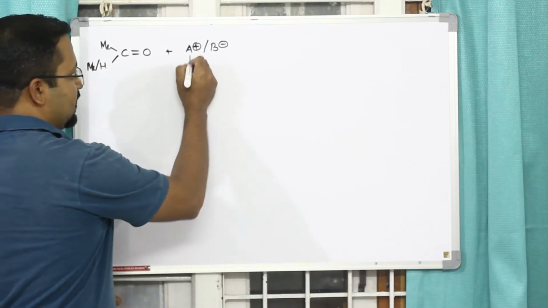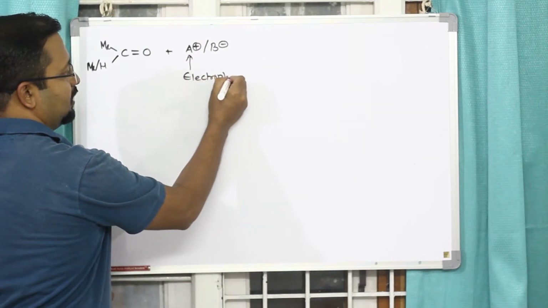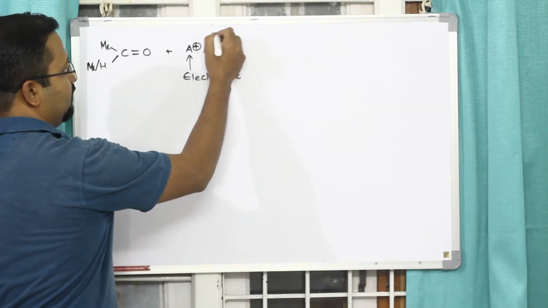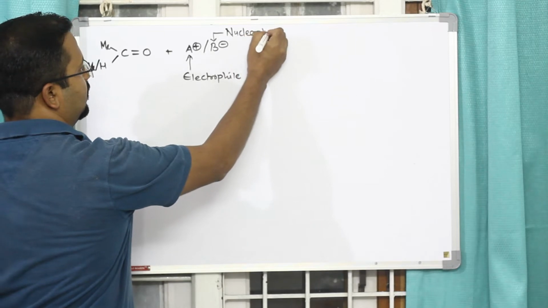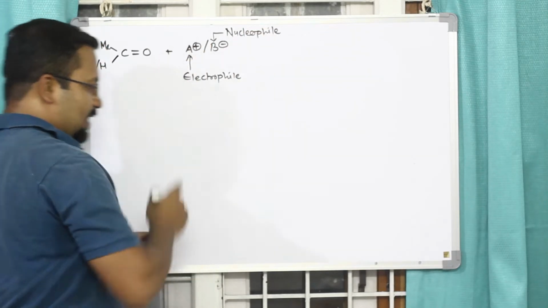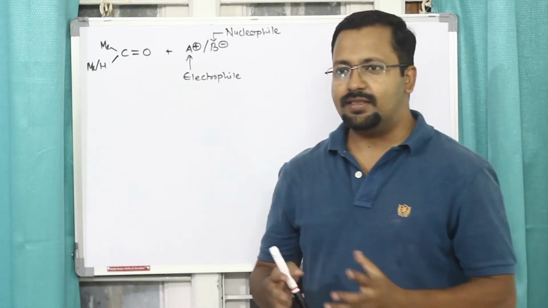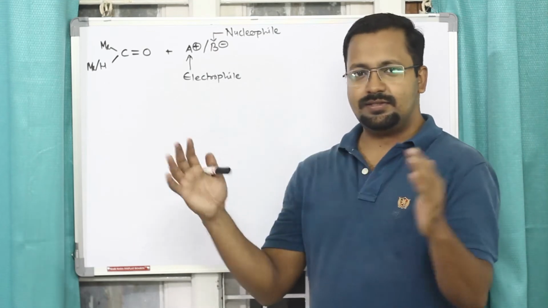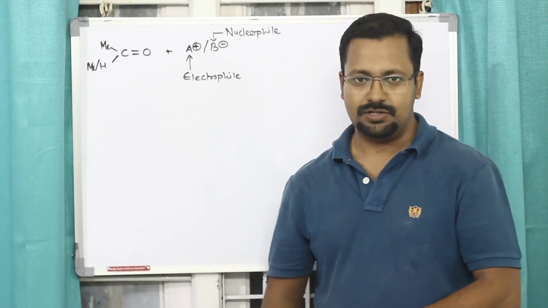The cationic species can very well be qualified as an electrophile, and the anionic species can very well be qualified as a nucleophile. Now, when a cationic or an anionic species is trying to interact with the carbonyl unit, what would make the two entities interact with each other? Is there any attractive interaction?